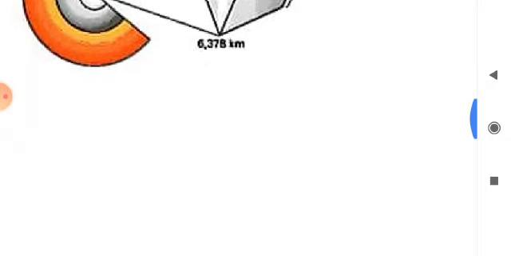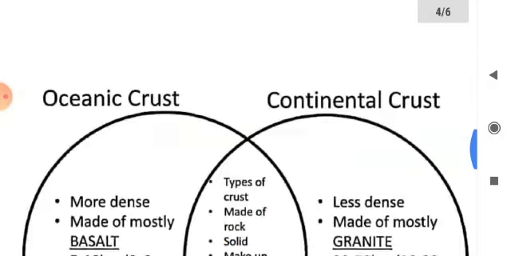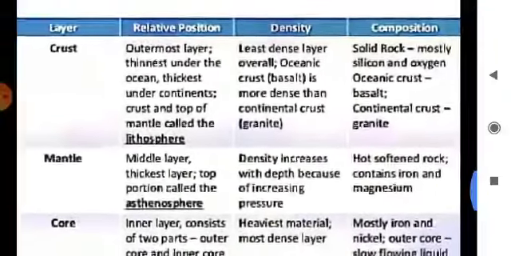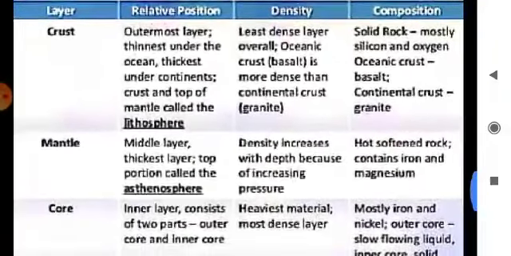Okay. So what is the summary of the chapter? The main three layers are crust, mantle, core. The outermost layer is the crust, the middle layer is the mantle, and the core is the innermost layer. Okay.